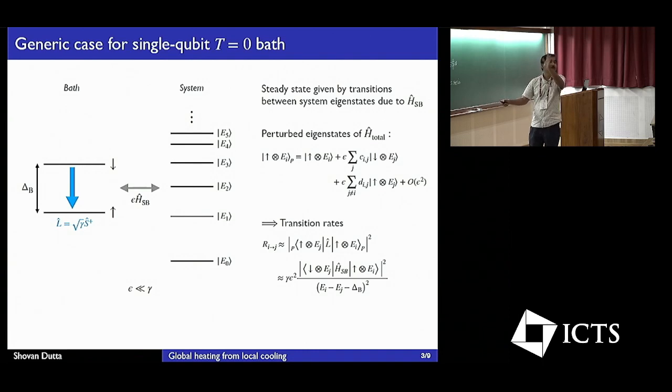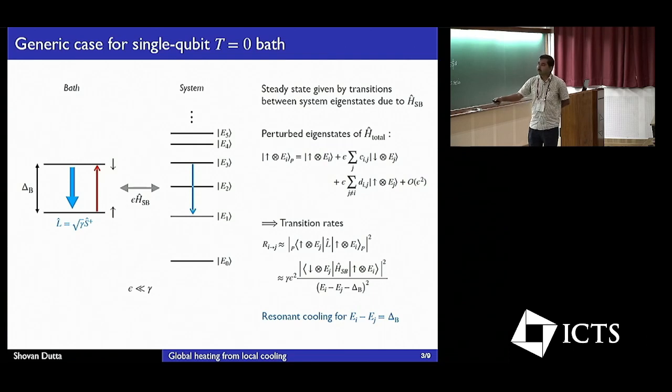So you don't have to understand all of these steps. This is just to show that you see the denominator here. There's a resonant process by which you can go down from EI to EJ. If that gap equals this delta B of this going up, then this blows up and that will dominate. So that will basically resonantly cool the system.